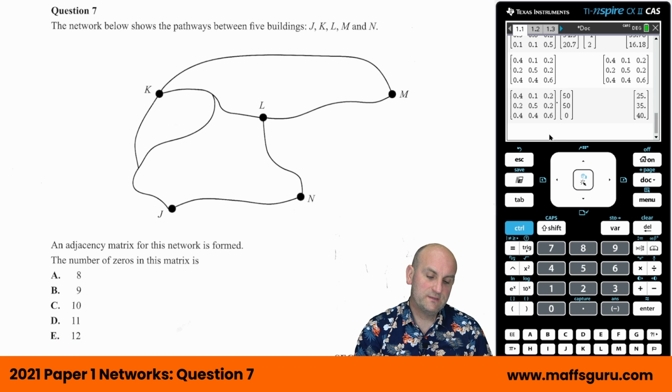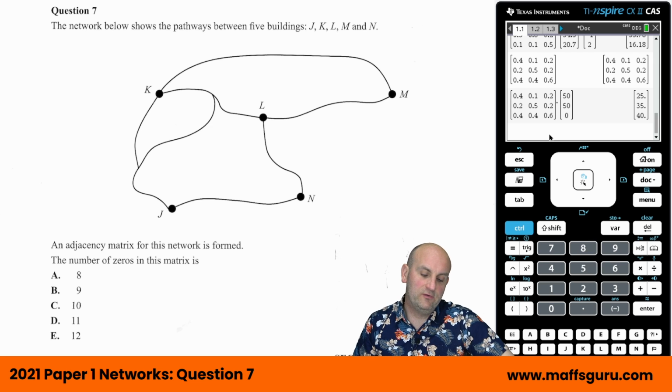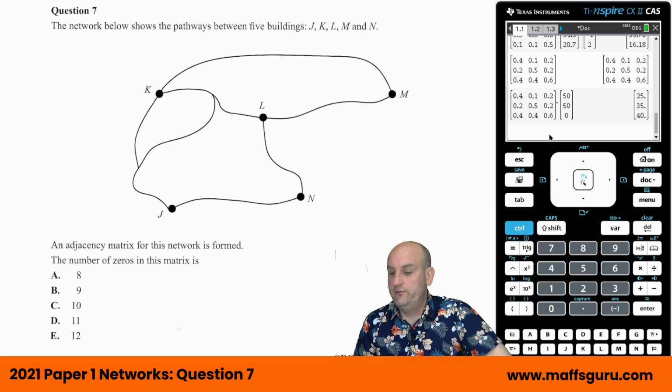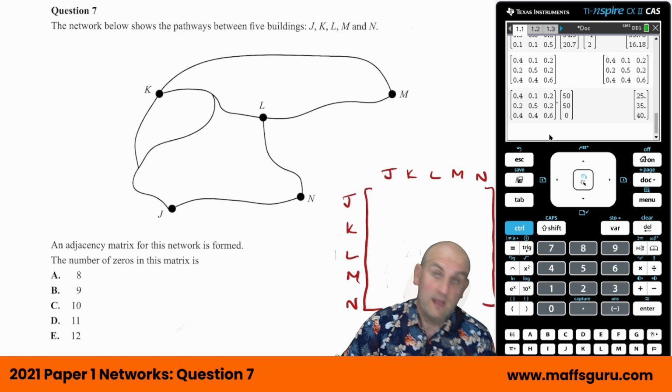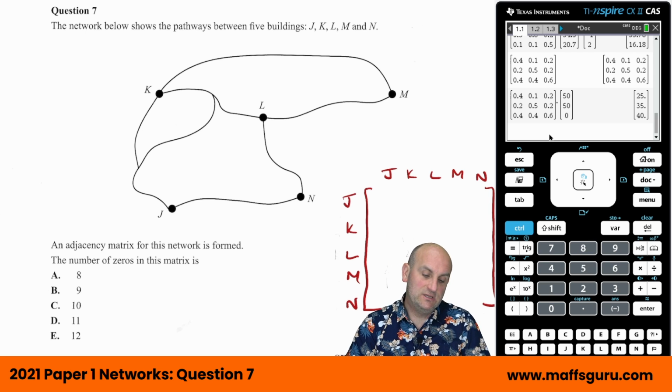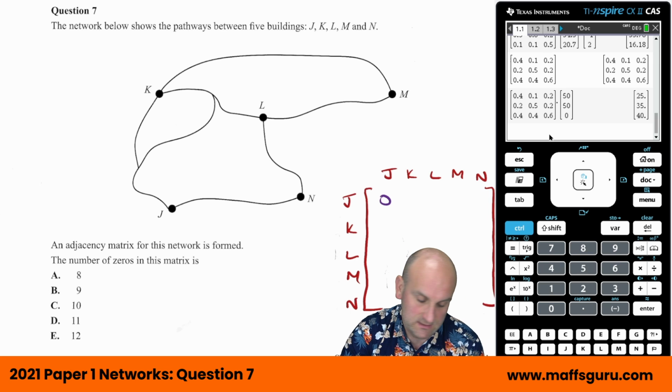The network below shows the pathways between 5 buildings J, K, L, M, and N. The adjacency matrix for the network is formed. The number of zeros in this matrix is... and again, this took some time to do. So having drawn that up, let's have a look. J to J. Are there any ways of going from J to J? J back to J? Nope. So that's a 0.